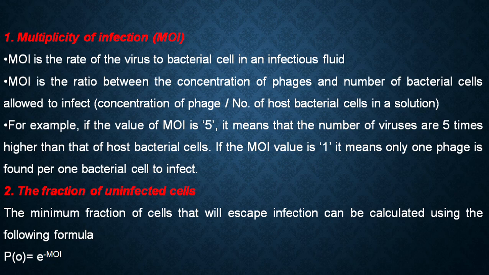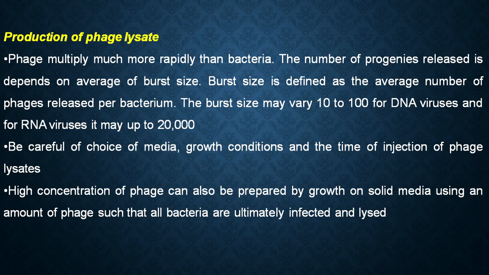Second one, the fraction of uninfected cells. The minimum fraction of cells that will escape infection can be calculated using the following formula: P0 equals e to the power of minus MOI. Next one, production of phage lysate.